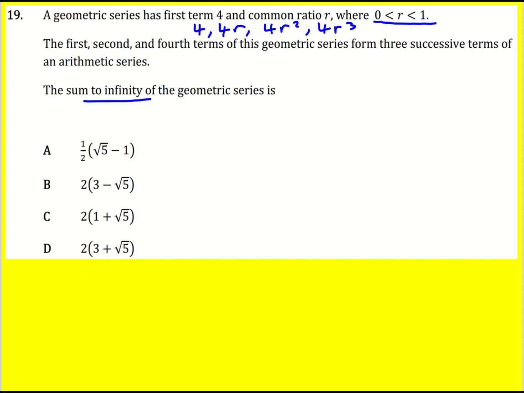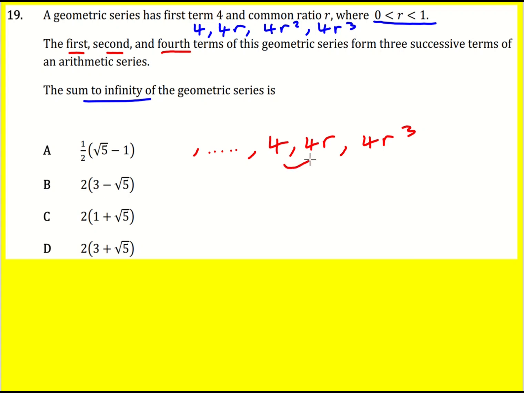We're then told that the first, second, and fourth terms of the series form three successive terms of an arithmetic series. So we don't know if they're the first terms in the arithmetic series, but that's not going to matter. We just know that we're going to have some sort of sequence, and 4, 4r, and 4r cubed are in the mix. And we're basically being asked to find r, and then we can find the sum to infinity.